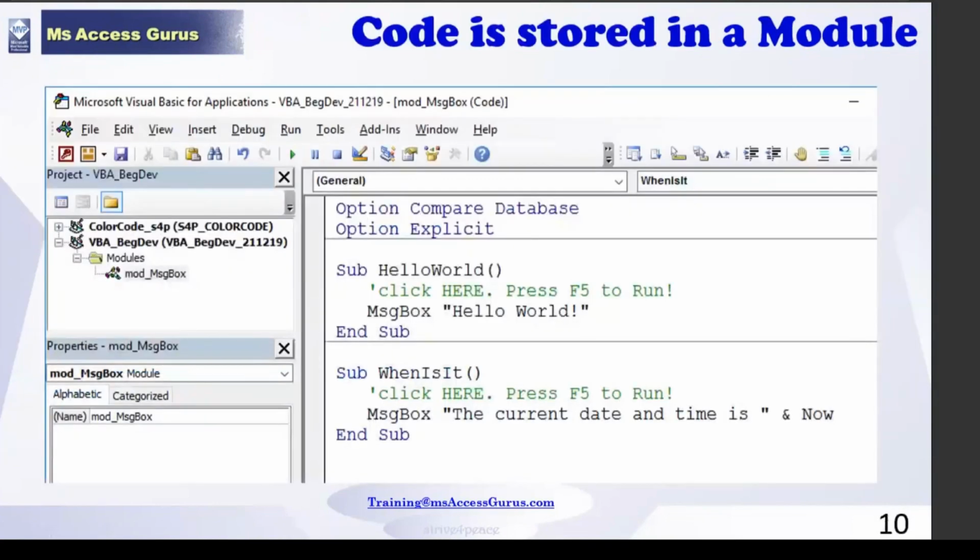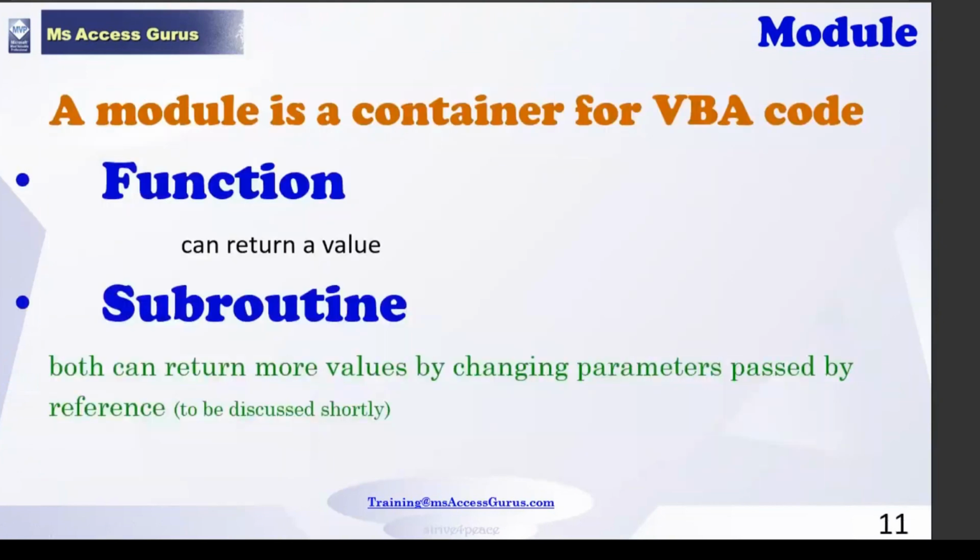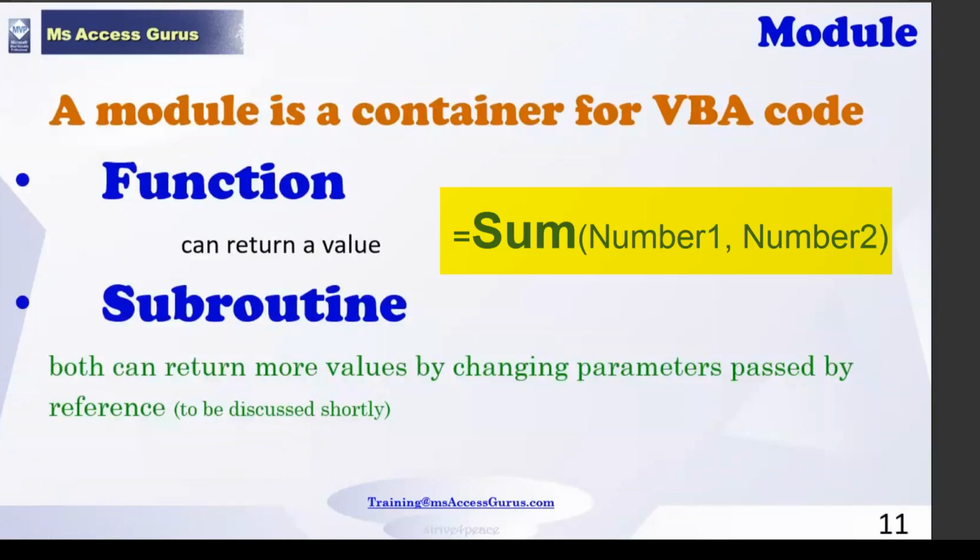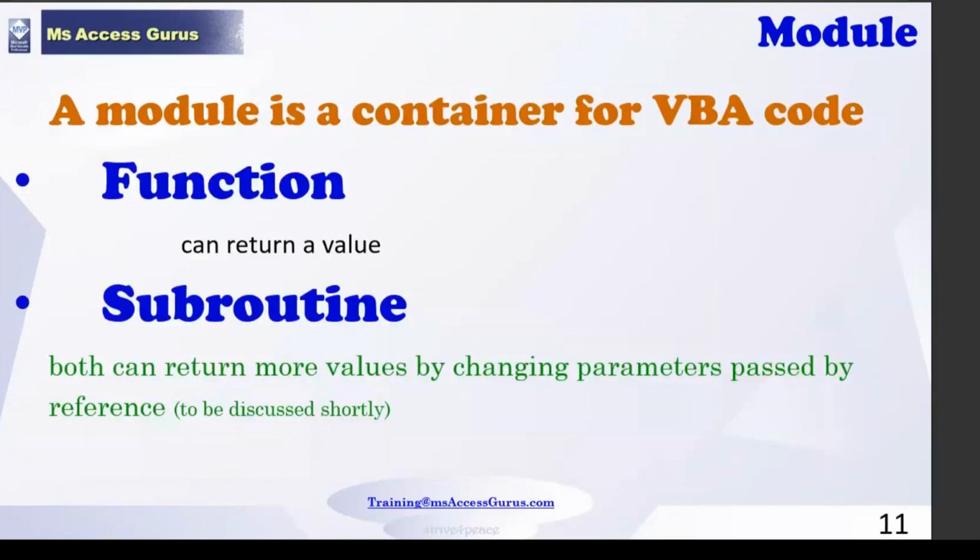So code is stored in a module. A module is a container for VBA code. Mostly what you'll see is functions and subroutines. Now functions return a value, like adding things. You want to get the sum of something. And you might think subroutines don't return values because you don't say the return data type is this, but they can because they can change parameters, and I'll show you that in a minute.